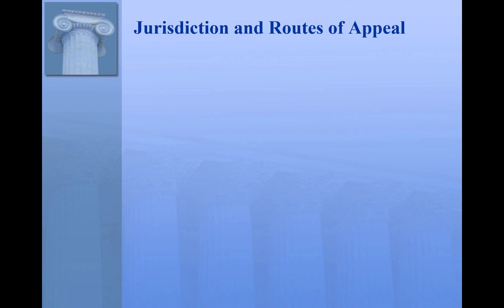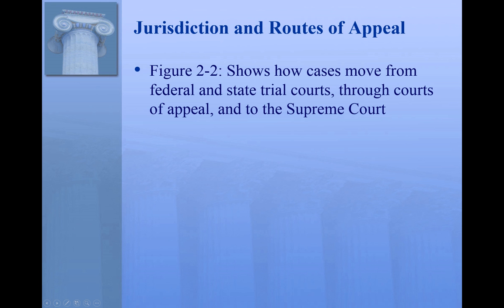Okay, so routes of appeal refer to ways cases move from lower courts to the Supreme Court. Now, you'll notice in Figure 2.2 that what we see there is a display of how cases move from federal and state trial courts through courts of appeal, and then finally to the Supreme Court.